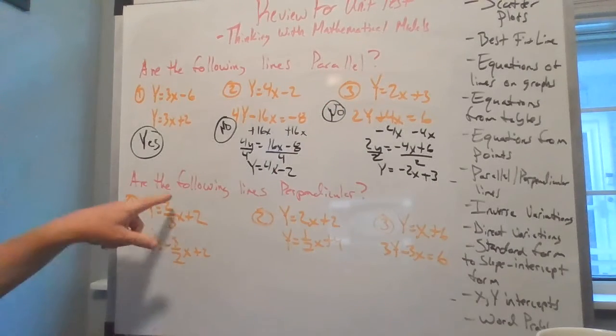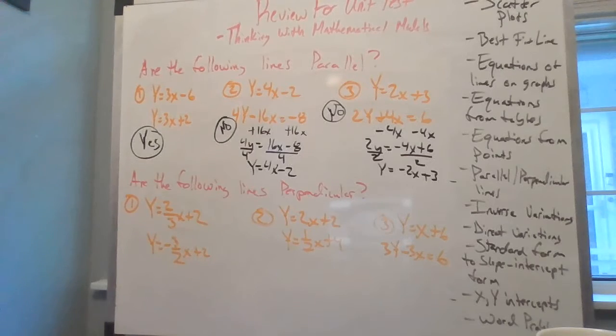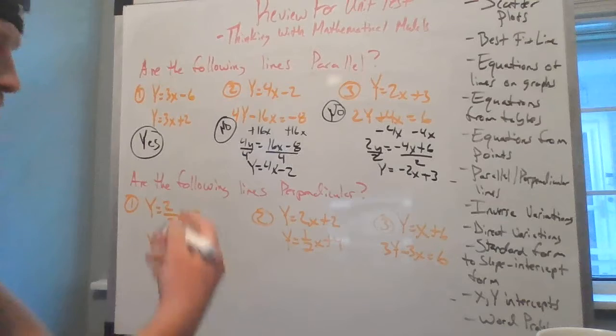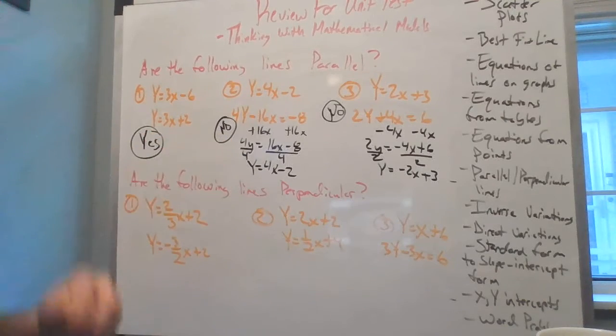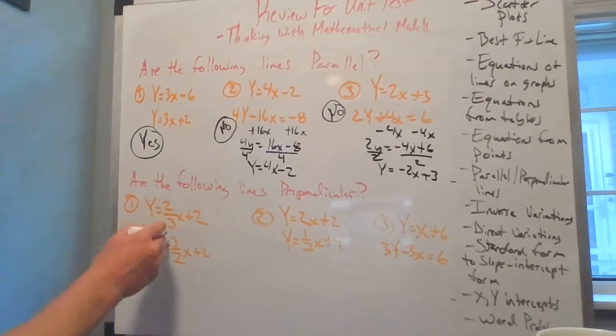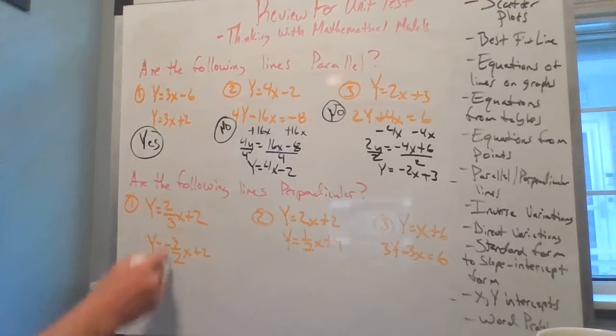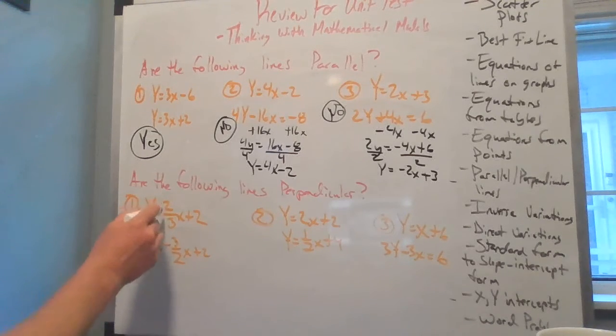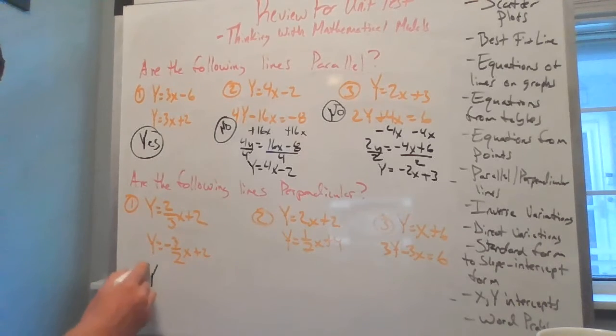Now down here, are the following lines perpendicular? So remember, our rule of perpendicular is reciprocal opposites. If it's positive, it's negative. Flip the numerator to denominator. Did my slopes have a reciprocal? Yes, this one's positive, this one's negative, so the answer for this one is yes. Very basic. These are reciprocal opposites because we don't care about the y-intercept. All we care about is the slopes for perpendicular lines.